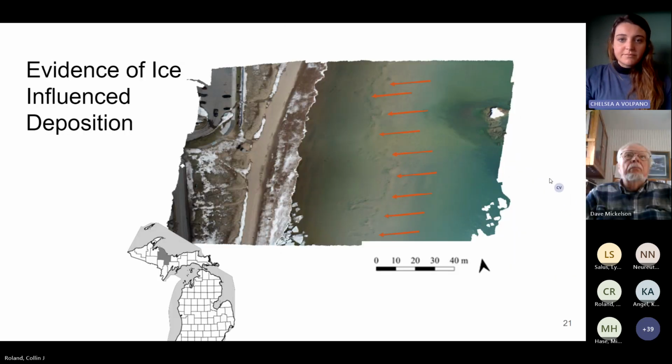And so I alluded to some of this evidence of ice alteration of the nearshore. This is from Chocolate Beach up on Lake Superior. This little sinuous line represents some sort of depositional feature, and it matches up pretty well with the maximum extent of ice at this location during this time period. What we're trying to figure out is what causes this feature and how ephemeral it is. Does this stick around? Is this a significant way to move sediment offshore?